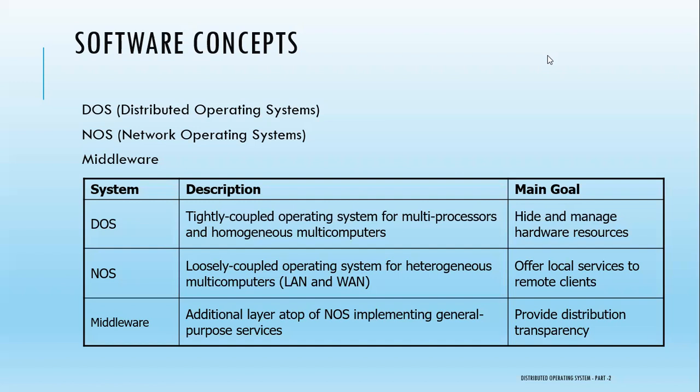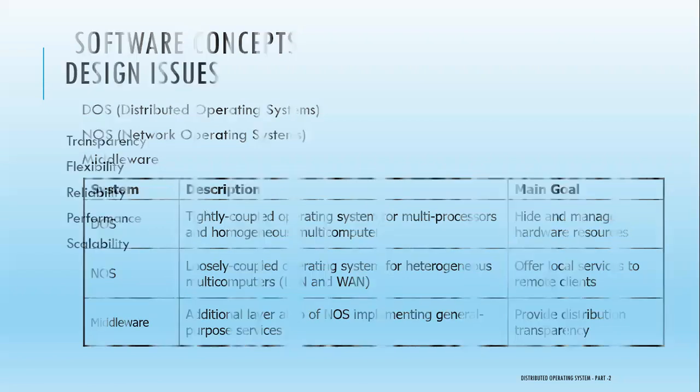With respect to software concepts: distributed operating system and network operating system. Distributed operating system: tightly coupled operating system for multiprocessors and homogeneous multicomputers. Network operating system: loosely coupled operating system for heterogeneous multicomputers, LAN and WAN. Middleware: an additional layer on top of the network operating system, implementing general purpose services.